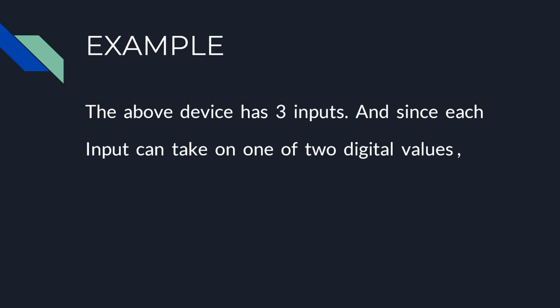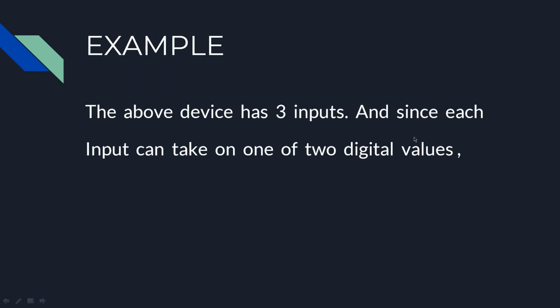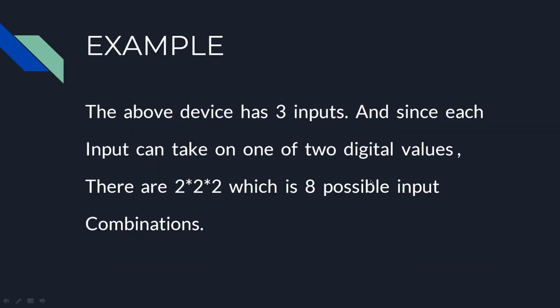The above device has three inputs. You can see that the device has three inputs and each input can take one of the two digital values, which is 0 and 1. So input A can either take 0 and 1, B can take 0 and 1, C can take 0 and 1. So there are 2 into 2 into 2, which is 8 possible input combinations.